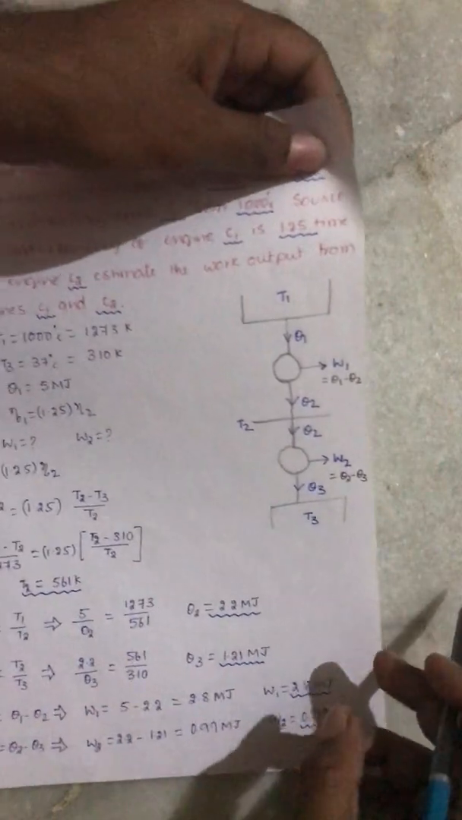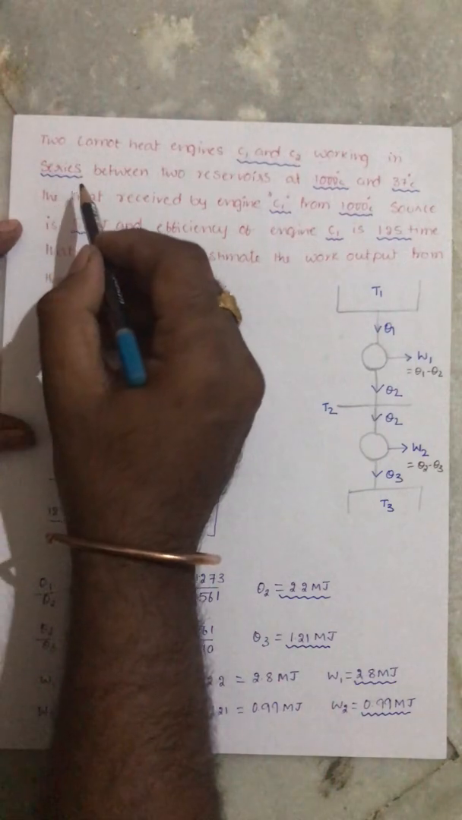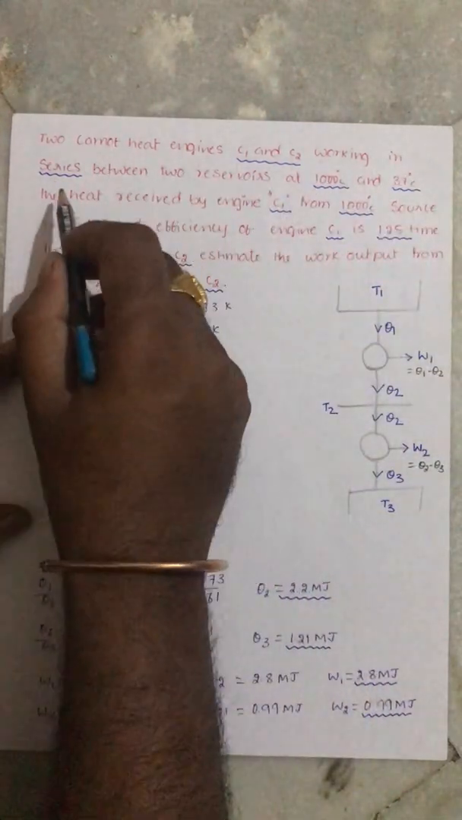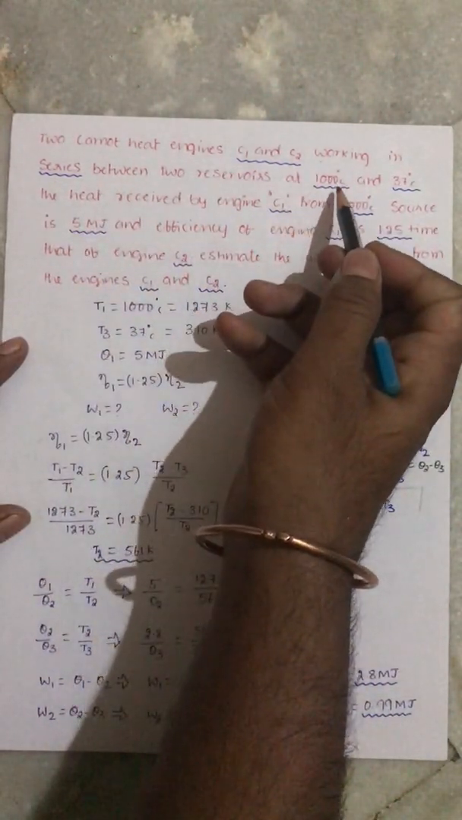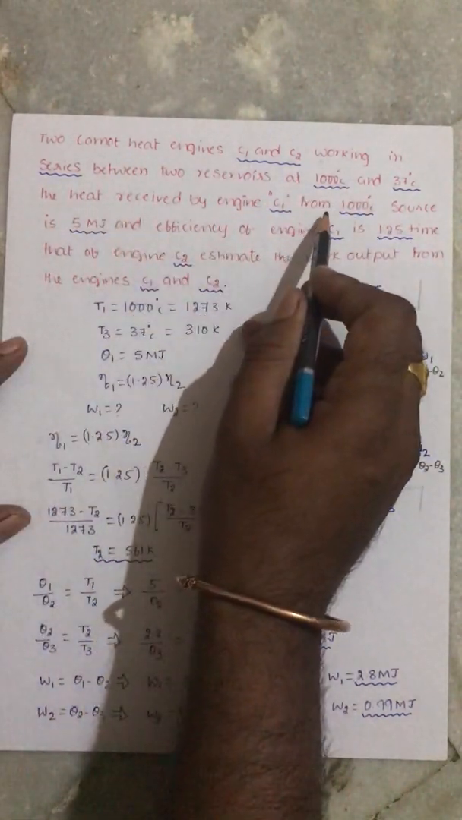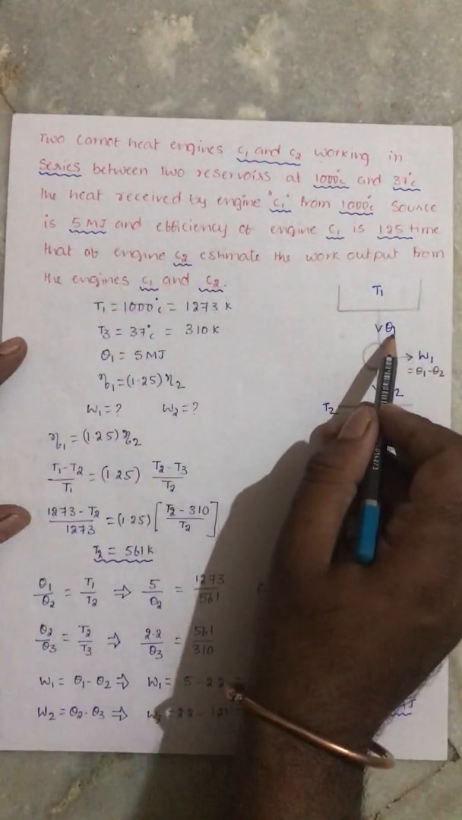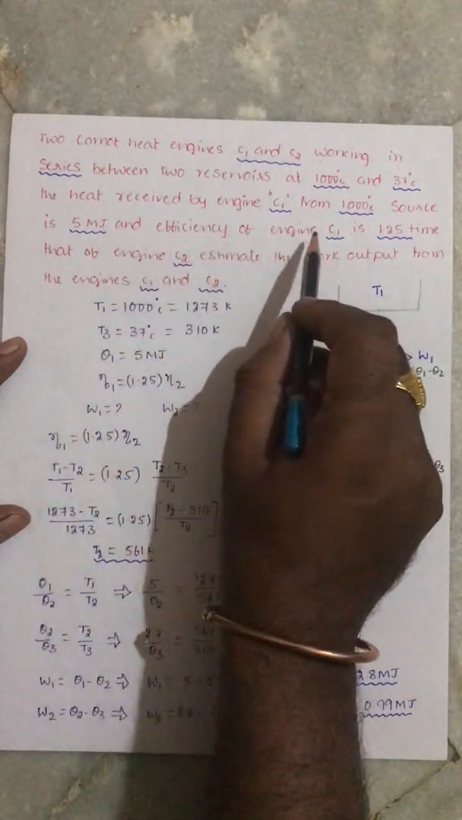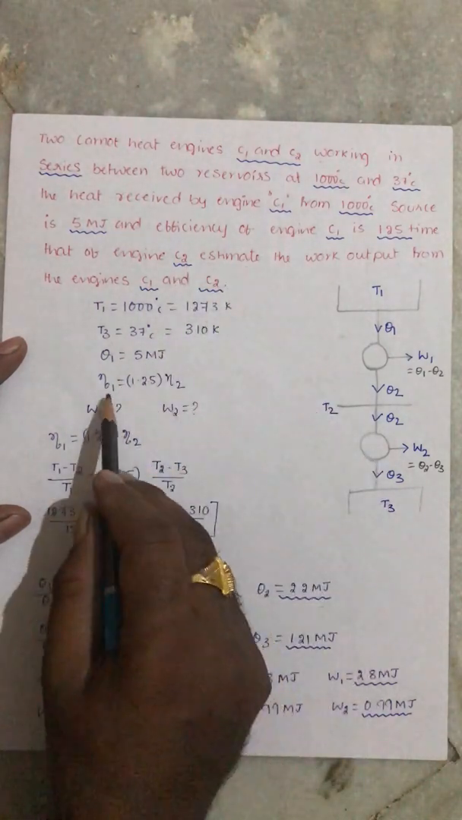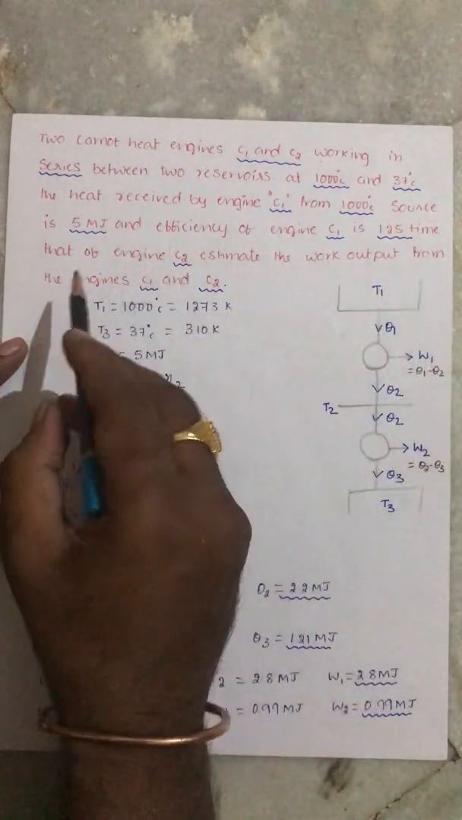Now let us switch over to the next problem. Two Carnot heat engines C1 and C2 work in series between two reservoirs at 1000 degrees centigrade and 37 degrees centigrade. The heat received by engine C1 from the 1000 degrees centigrade source is 5 megajoules. That is, Q1 is given as 5 megajoules. The efficiency of engine C1 is 1.25 times the efficiency of engine C2. Estimate the work output from engines C1 and C2.